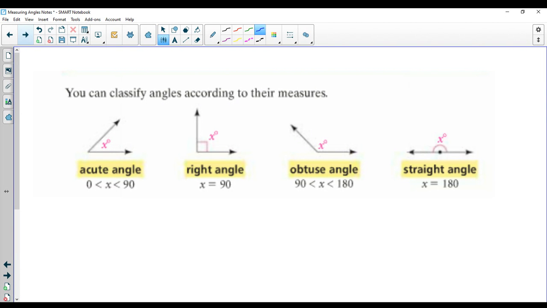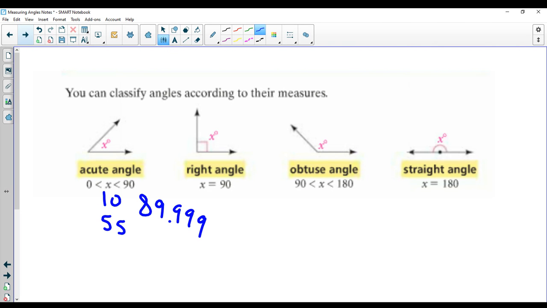Okay, here are 4 examples and how we classify angles. If your angle measure is between 0 and 90, so it could be 10, 55, it could be 89.999, as long as it's between 0 and 90, it's called acute. And I like to think it's acute because it's small. You know, small things are usually cute, so small angles are acute.